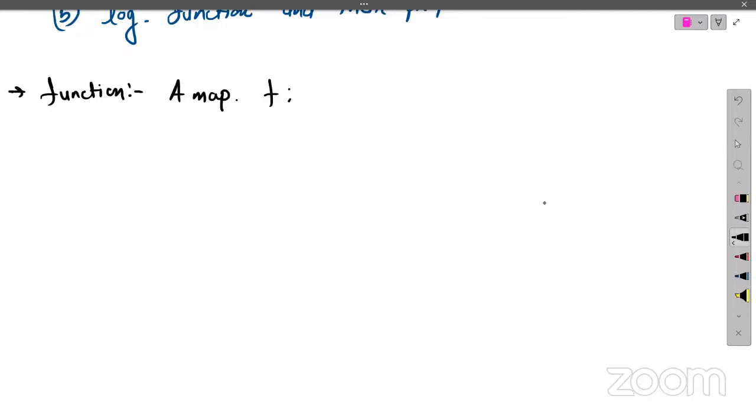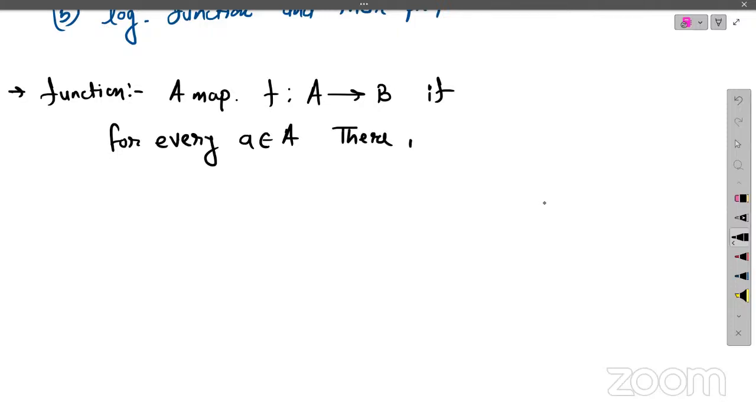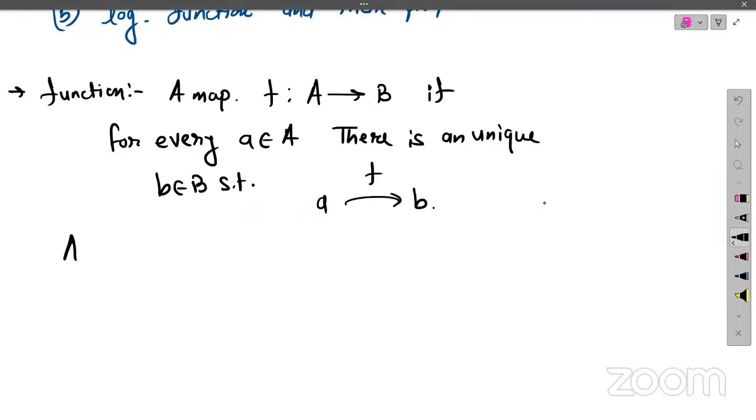A map f from a set A to a set B is known to be a function if it satisfies two conditions. What are these two conditions? For every element a in A, there is a unique b in B such that this function f takes a as an input and gives us b as an output. Then we say that this rule or map is a function from set A to set B. Here the sets A and B are also given special names. The set A is known as the domain of the function and B is known as the codomain of the function.